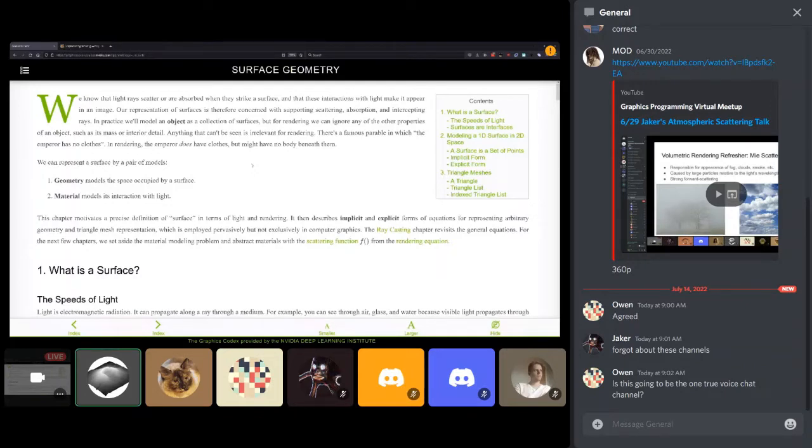So I guess we can get started, just reading the first surface geometry chapter. We skipped the C++ refresher and introduction, which is more just nice fancy words about the text rather than anything about graphics.